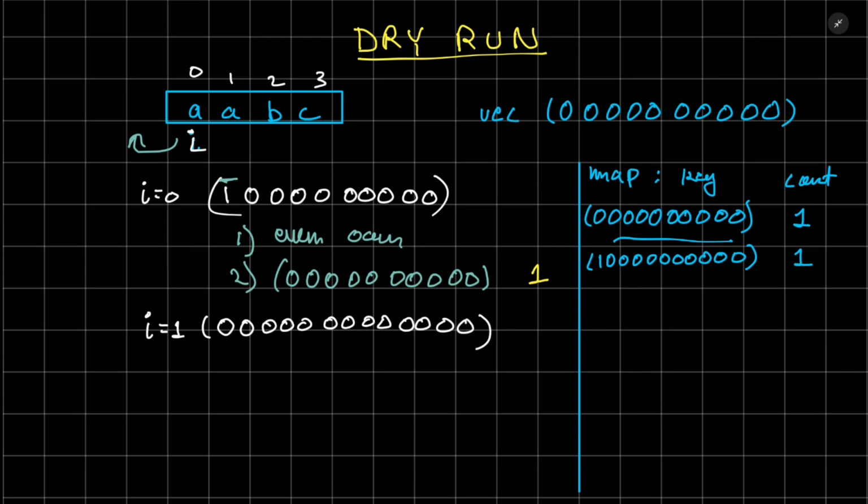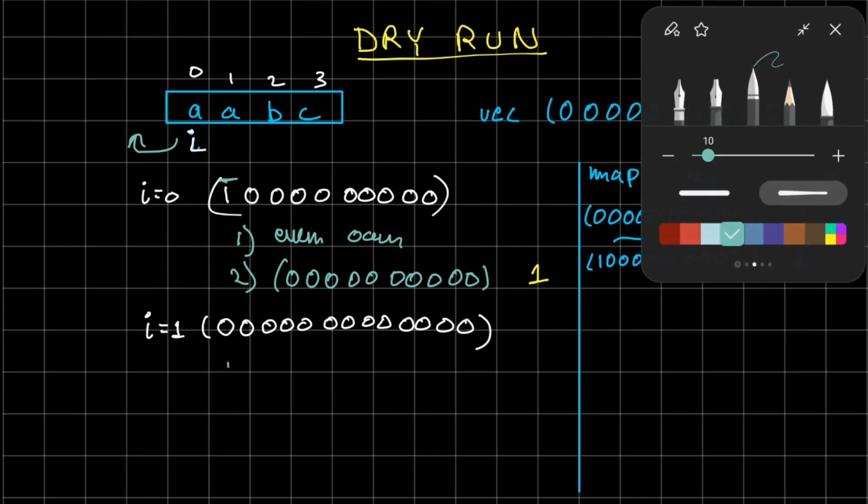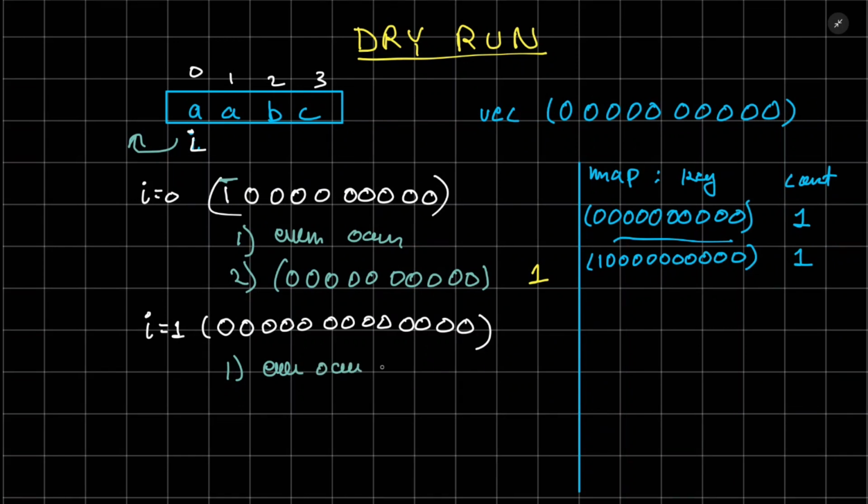Now what we will do is, we will again see the two cases. Case 1 for even occurrences. For even occurrences, what you find is the same vector previously. This same vector is present in the map. Okay, this same vector is present in the map as its count is 1. So we will add 1 into our result.